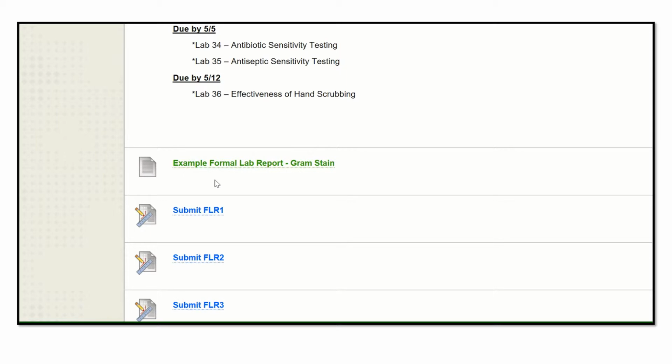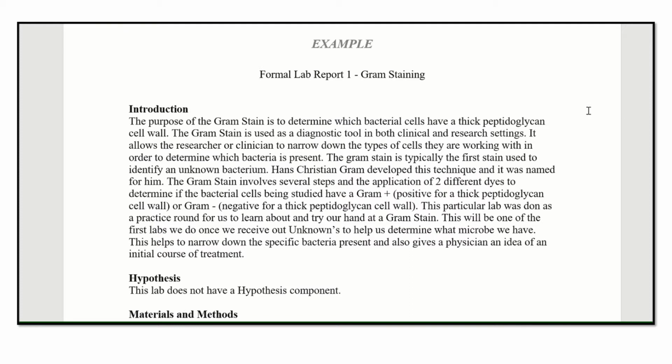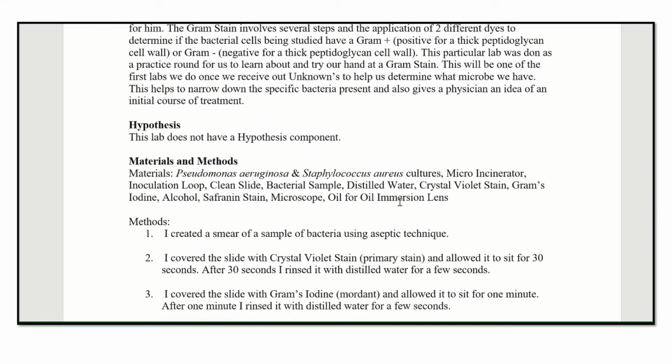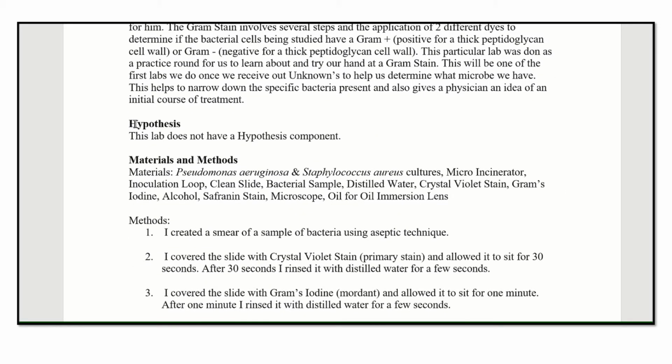Now down here we have your example formal lab report for the gram stain. When you open this, it is actually a student paper from last semester. You will see how a student described the gram stain. As you can see, they have an introduction, short and sweet, explaining what the experiment is, why they did it, and what they hope to learn. This particular lab does not have a hypothesis.